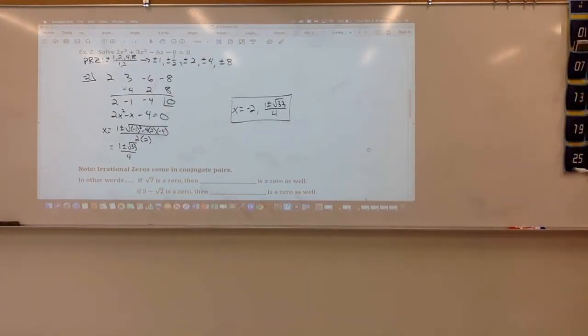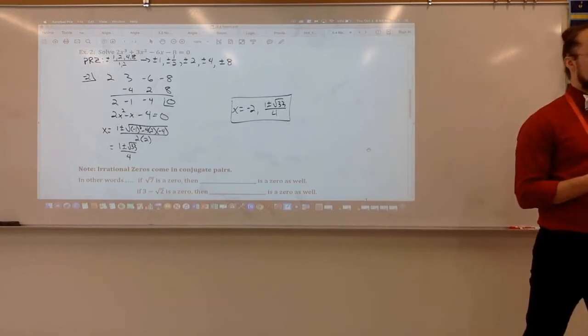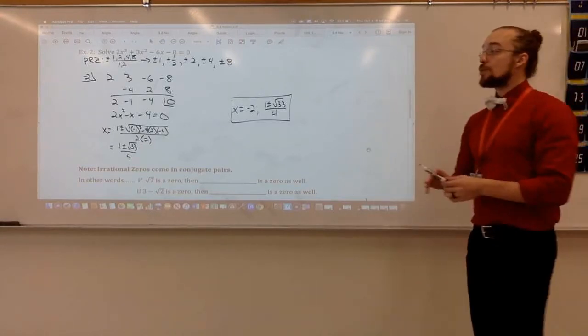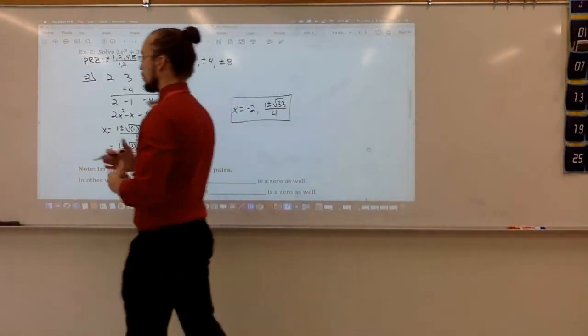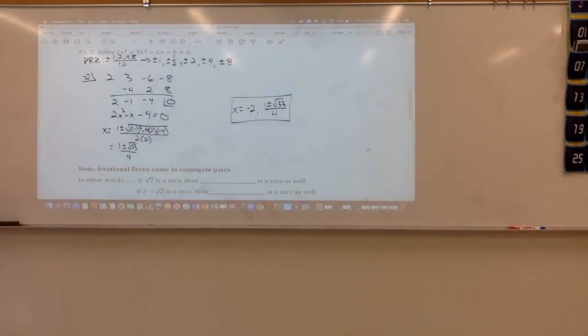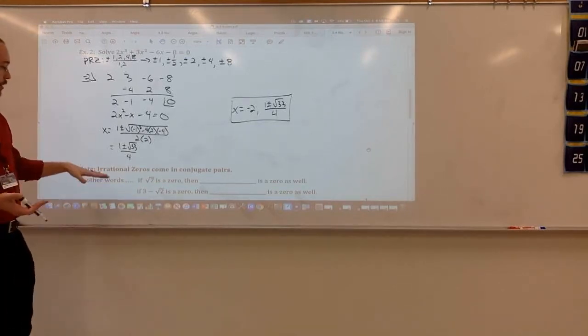What about you? Alright, did we get -2 and then 1 plus or minus the square root of 33 over 4? Alright. So on this one, we couldn't have factored our compressed quadratic, right? We had to use the quadratic formula here to solve. Questions?